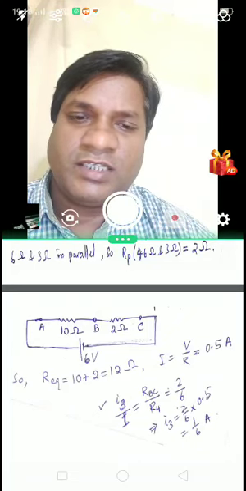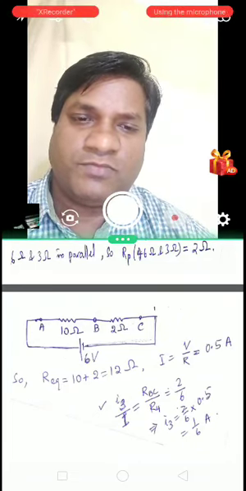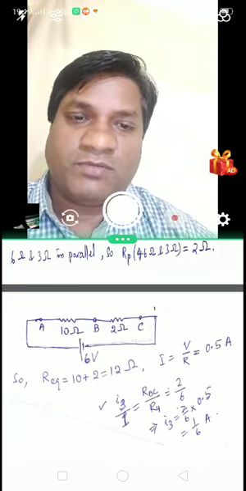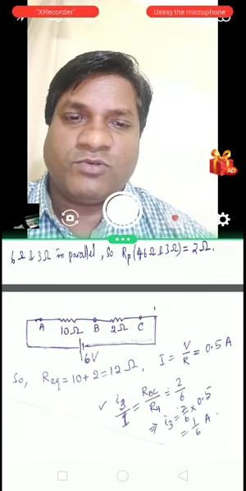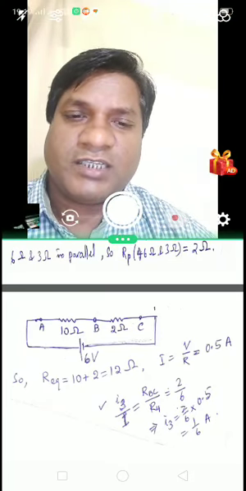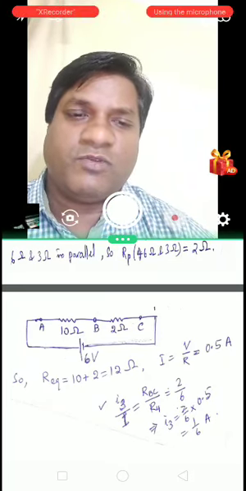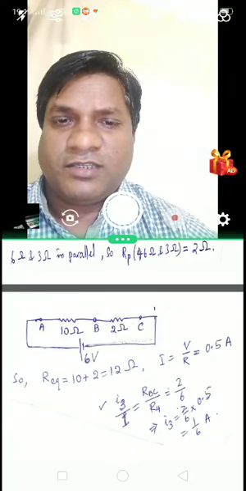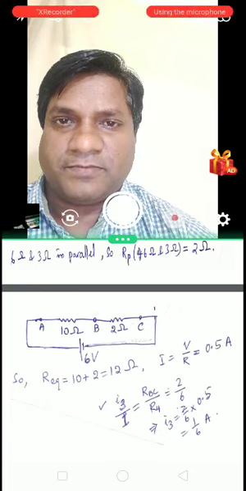The equivalent resistance came to be 12 ohm, and the total current drawn from the battery is equal to total potential difference by equivalent resistance. That means 6 upon 12, that is equal to 0.5 ampere. Now see the main circuit again.